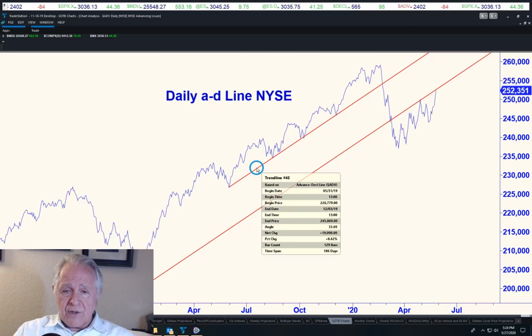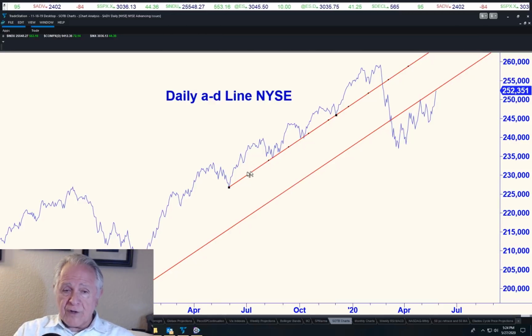So it begins on May 31st, that would be right here, and it comes up to October 3rd. Notice that there's another hit almost exactly on it, another almost down to it, this one just a tiny bit beneath it. So this is a good trend line. 1, 2, 3, 4, 5, almost 6 points, okay? Then we broke it decisively.